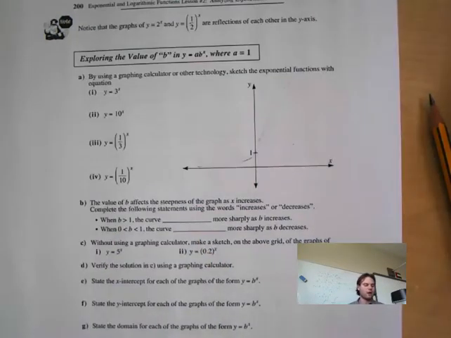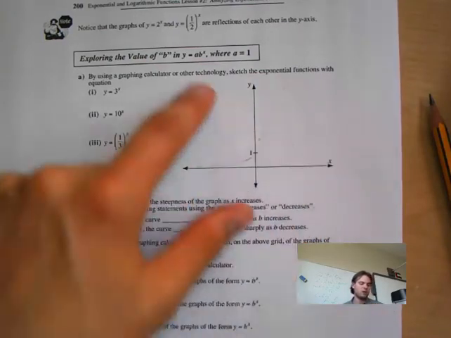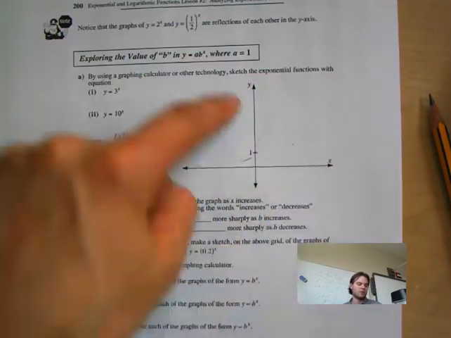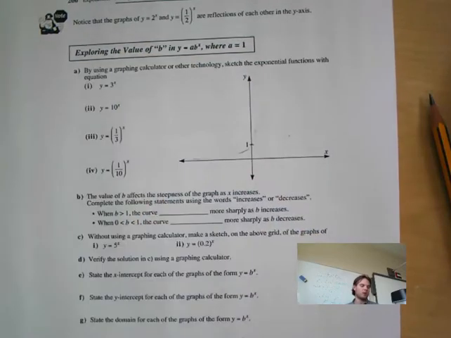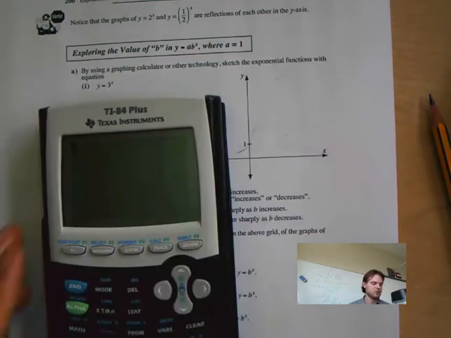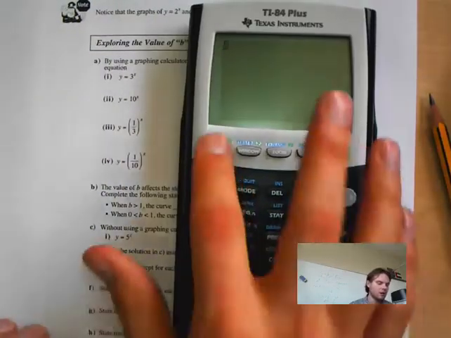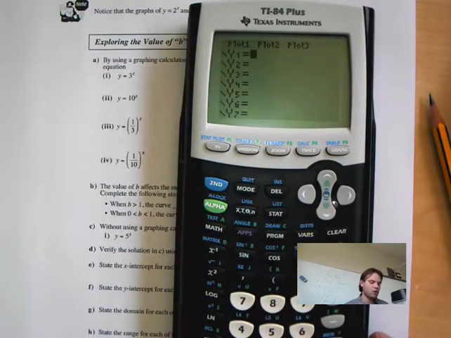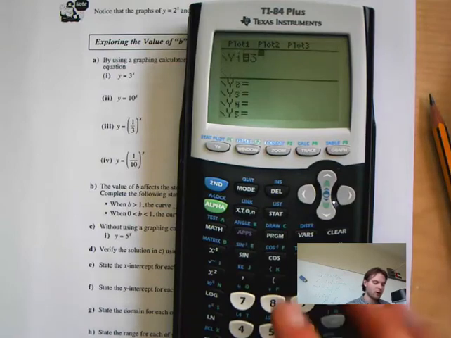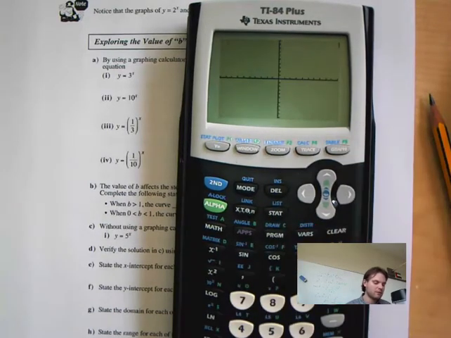There's a reason why I know that. This one here is going to be decreasing. It's going up this way. This one here is also going up that way. But now how they look will change. So if I put this in my calculator, how am I going to graph it? I'm just going to go y is equal to 3 to the power of x. Graph. And it looks like that.